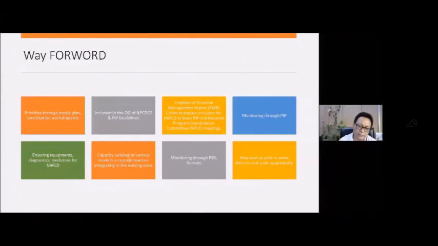We have given the operational guidelines to every state of the country and UT, so they can already start, asking the ministry what is required for NAFLD inclusion in NPCDCS.